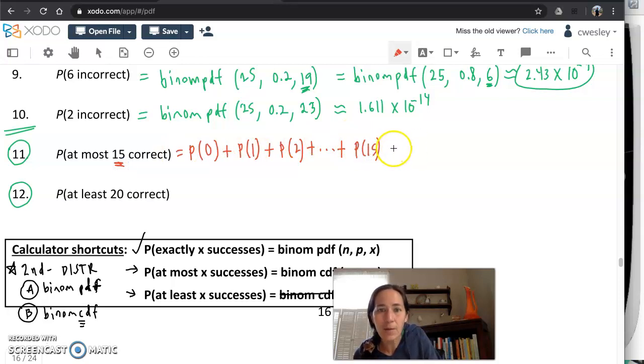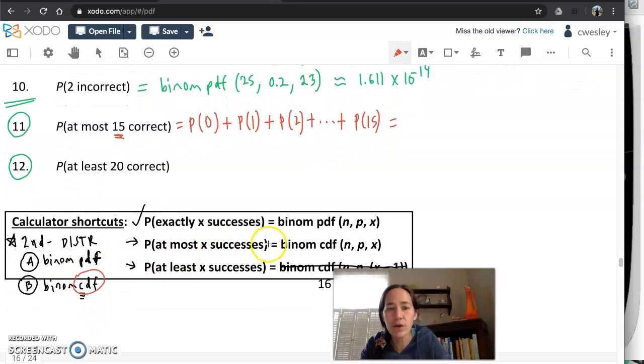So I want to add up all the cases from getting 0 right, the lowest amount, all the way up through 15 right, and I don't want to have to type in binom PDF 15 or 16 times. That's ludicrous. So here is where we use the cumulative distribution function, and an at most question is made for a CDF. This is perfect.